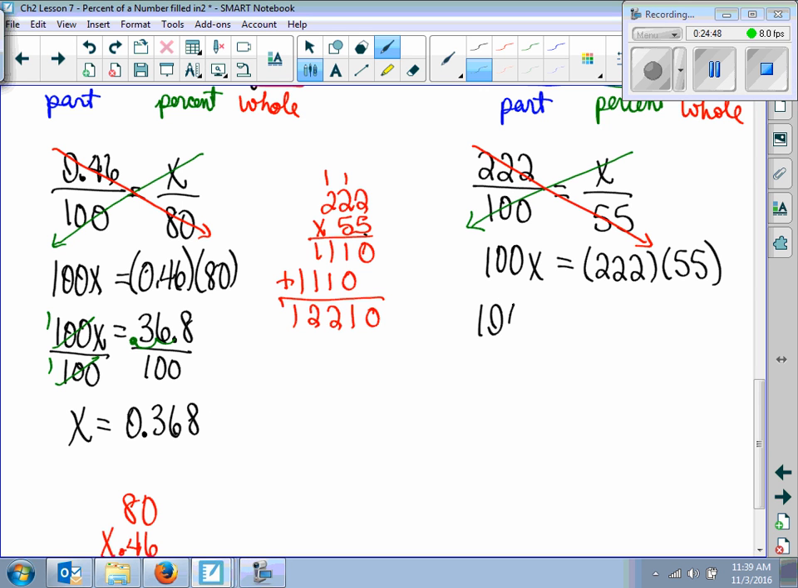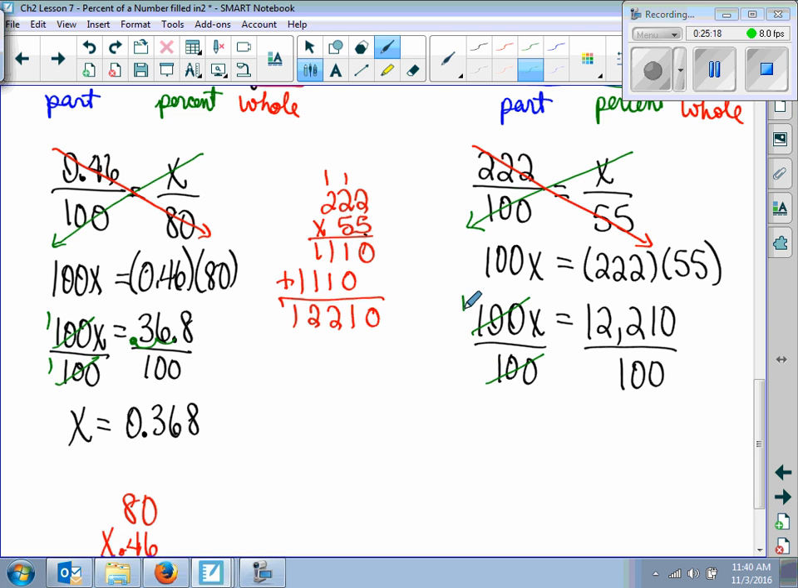We've got 100x is equal to 12,210. Now, how am I going to get the x by itself? Divide by 100. Very good. So we're going to divide by 100 here and over there. On this side with the x, what can happen to those hundreds? They cancel out. Well, we take everything out, right? And then they cancel to ones. And 1 times x is x. Very good. So there's x right there.